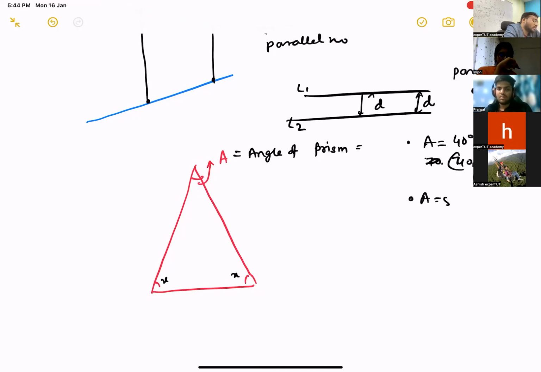Mahita, if A is 50 degrees, what are the two angles? It's a 50, 65, 65 degree prism. So this is specified as 50, the other two are equal, and you find them.